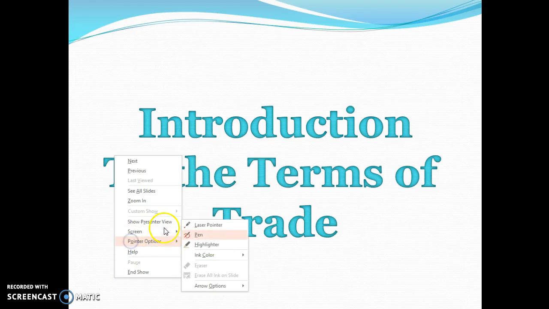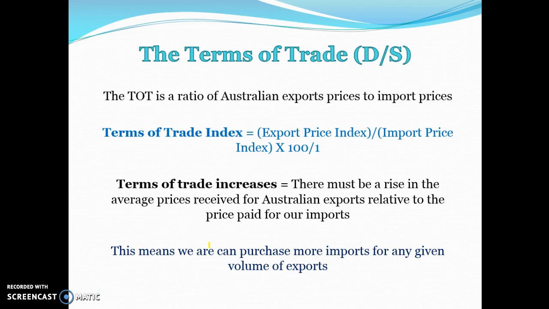So this first video is just an introduction to what is meant by the terms of trade. The terms of trade is an index, always referred to as an index or a ratio. It's probably better to use the word index. That compares the average price of our exports to the average price of our imports.